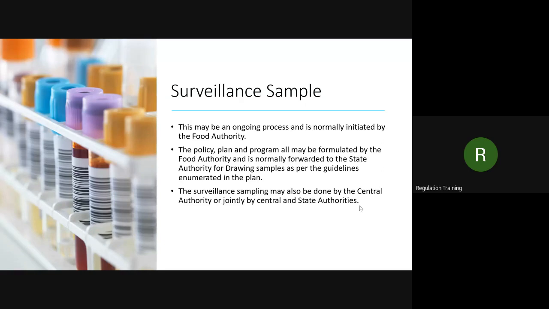So this may be an ongoing process. Ongoing means it is not by law; the government can take the decision. The food authority can decide it, and a state food safety commissioner can decide it for the surveillance sample. The policies, plan and program may all be formulated by the food authority. So the surveillance sample will always be notified by the food authority.